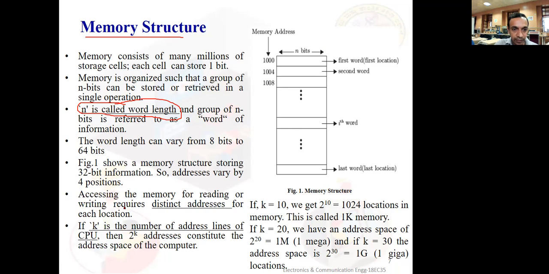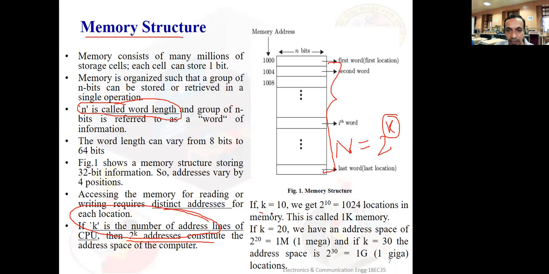In the initial sessions, we discussed the address bus, data bus, and control bus of the CPU, right? So if K is the number of address lines of the CPU, what is the maximum number of locations? 2 power K locations. So you can easily make one simple formula: the number of locations of the memory, let us say N, is always in powers of 2, N equals 2 power K, where K is the number of address lines of the processor.